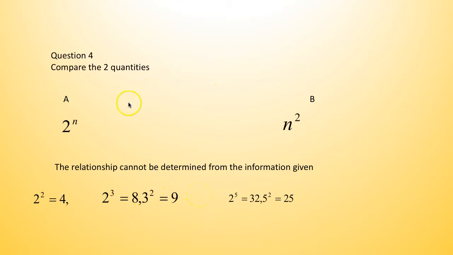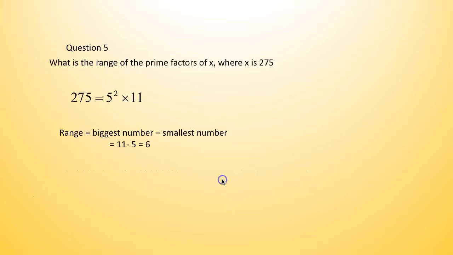Compare the two quantities again. A is 2 raised to n and B is n squared. If n is 2, A is 2 squared which is 4 and B is 2 squared which is 4, so the quantities are equal. If n is 3, A is 2 cubed which is 8 and B is 3 squared which is 9. So here A is less than B. So the relationship cannot be determined from the information given.